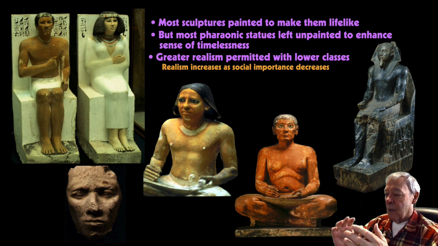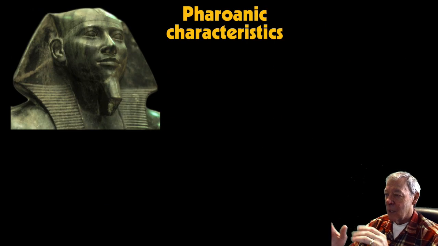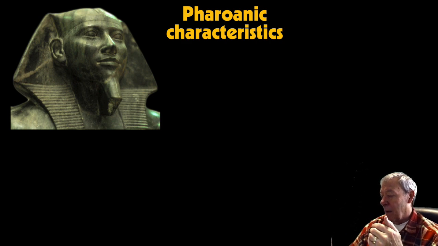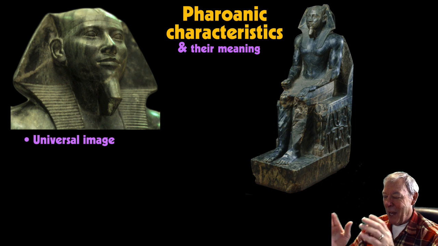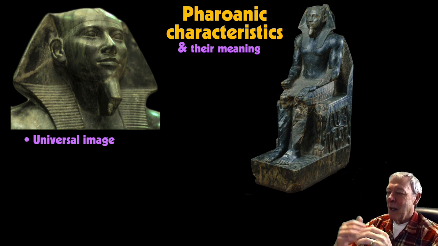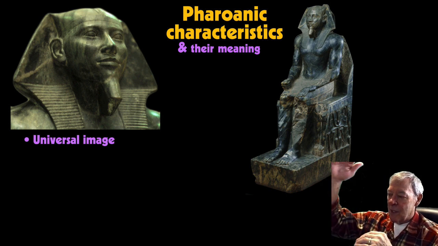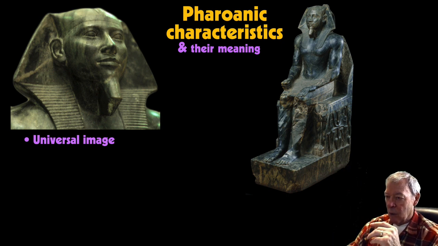Okay, so now, at the risk of just beating a dead horse, I would like to identify some of the specifically pharaonic characteristics of royal sculpture and talk a little bit about their meaning here. So we've got a close-up view of the pharaoh Khafre sitting on his throne. So again, beating this idea of the universal image into your heads, because this is so typical of the Egyptian approach to this social level of art: universal image.